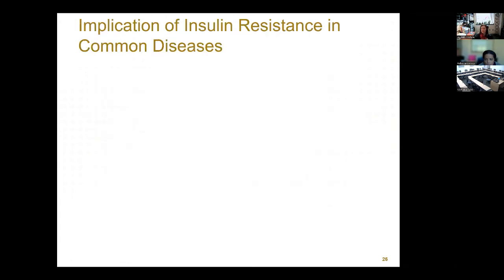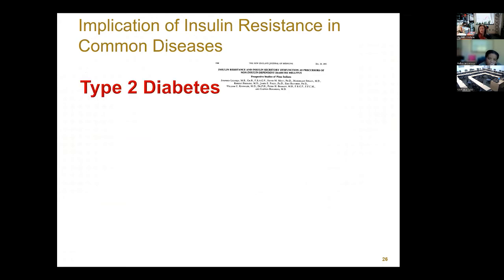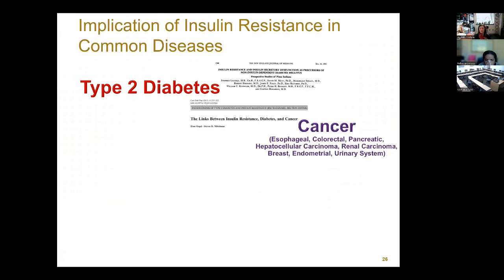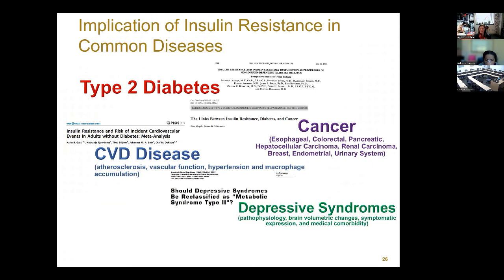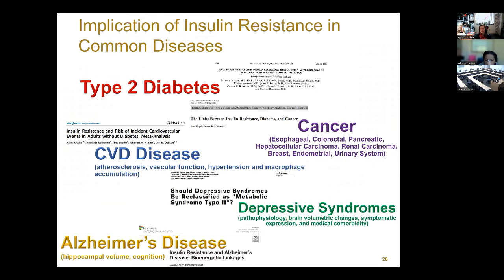So insulin resistance is really recognized as a major risk factor in the development and progression of type 2 diabetes. Not only is it the most powerful predictor of future development of the disease, but it is also a therapeutic target once hyperglycemia is present. In addition, insulin resistance has been implicated as a significant contributor to multiple common diseases, such as cancer, cardiovascular disease, depressive syndromes, and Alzheimer's disease.